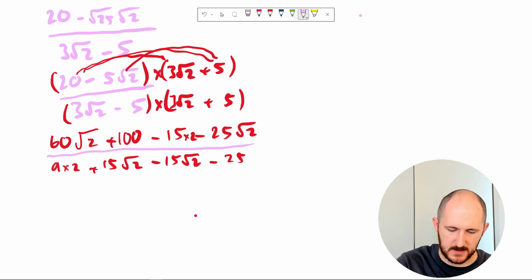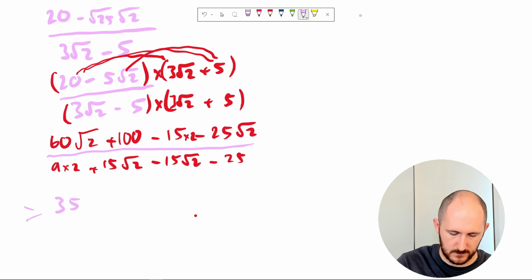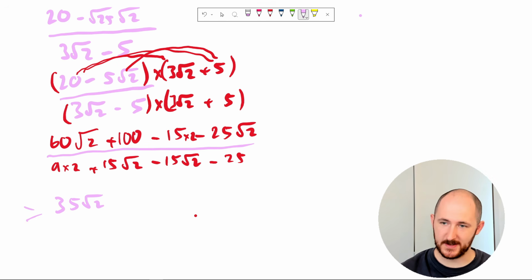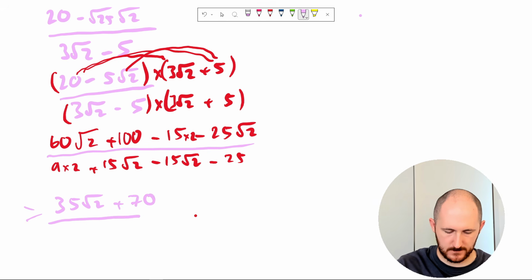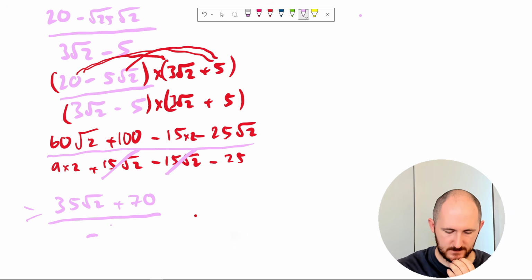So now we can just simplify all of this. We have 60 root 2 minus 25 root 2. So that should give me 35 root 2. 60 minus 25? Yeah, cool. Then we have 100 minus 15 times 2. Well, 15 times 2 is 30. 100 minus 30 is 70. And then in the bottom, obviously, the square root 2's will cancel because that's the whole point. Remember, we're supposed to be getting rid of the surd in the denominator. Then we have 18 minus 25, which is minus 7.